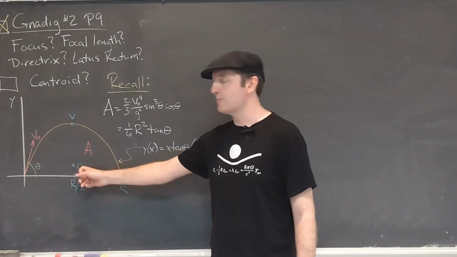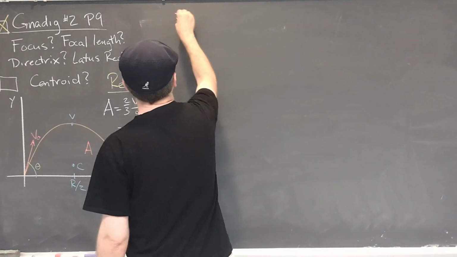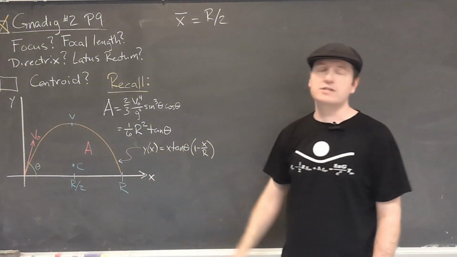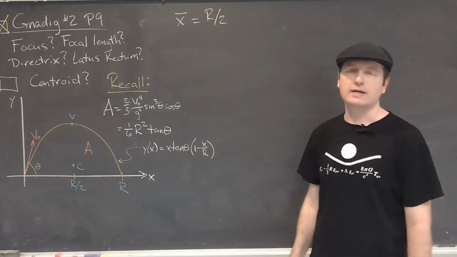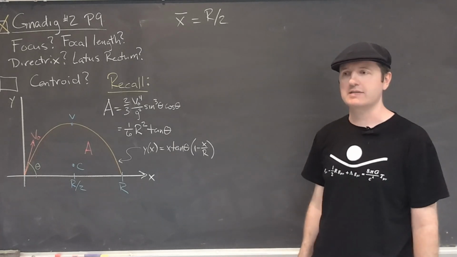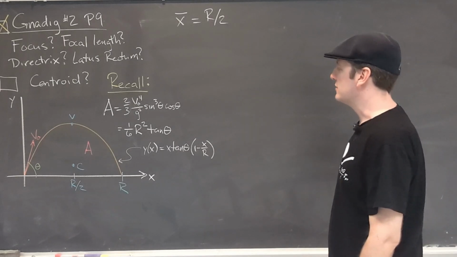Now this is a location in space. By symmetry, we can instantly say that the x component of the centroid, which I'll write as x bar, is just half the range. So symmetry makes that easy. The y component is the one that's got a little bit more meat to it.